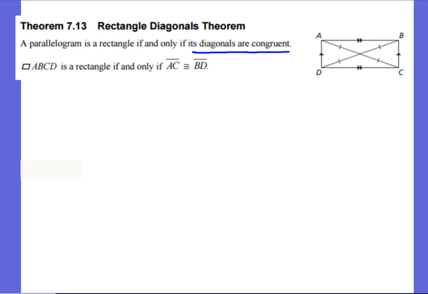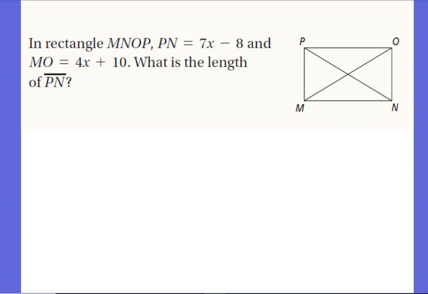So let's keep in mind here, yes, it's a parallelogram, so we already know that the diagonals are bisecting each other. But what we have now, in addition, is the fact that the diagonals are in fact congruent to one another. So how would we maybe see this in some application? Well, it says, in the following rectangle MNOP, PN is 7x minus 8. Well, PN is a whole diagonal, and it says that MO is 4x plus 10, also a whole diagonal. What's the length of PN?